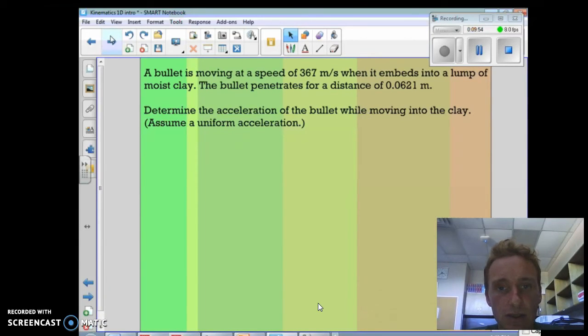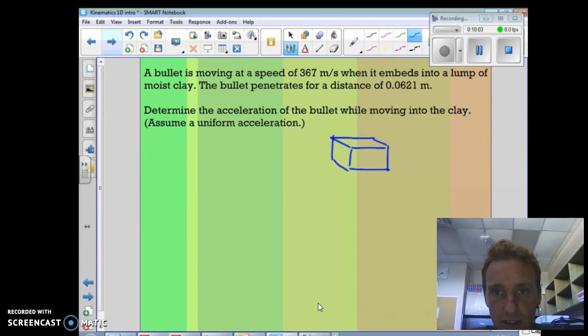Okay, next question that you can work on. So that's a work question for you. The next one you can work on is this one that's on the board right now. A bullet is moving with a speed of 367 meters per second when it embeds into a lump of moist clay. This is old school. They used to test bullets by doing this method. The bullet penetrates for a distance of 0.0621 meters. So that's how far the bullet embeds or goes into the clay before it's stopped by the stopping force of the clay. Determine the acceleration of the bullet while moving into the clay.